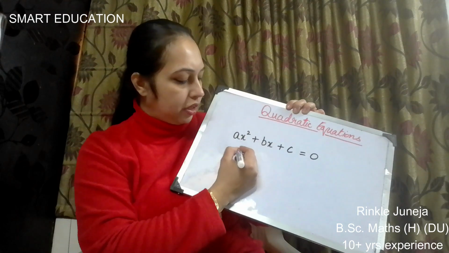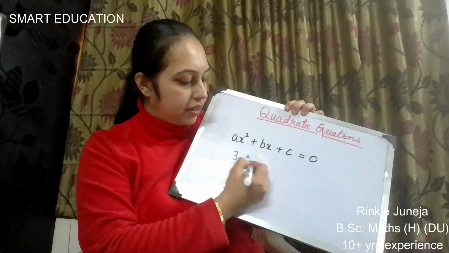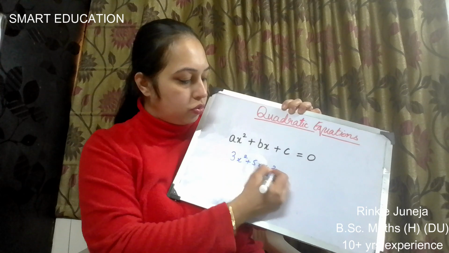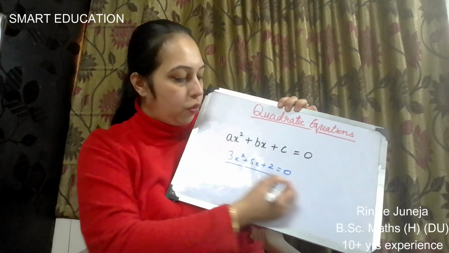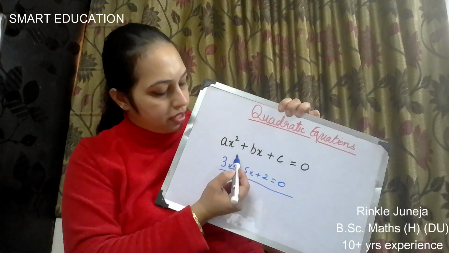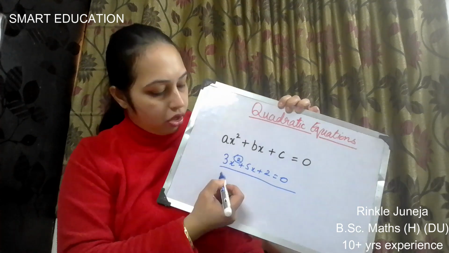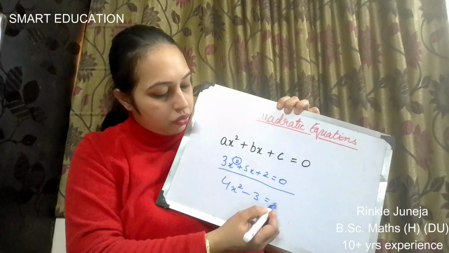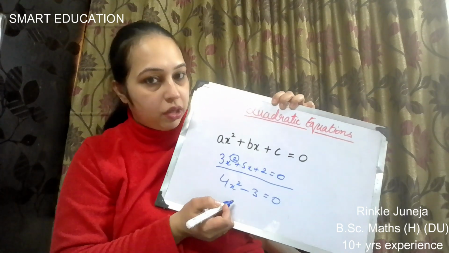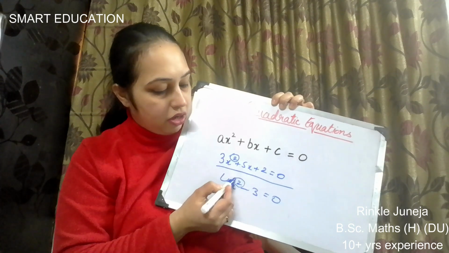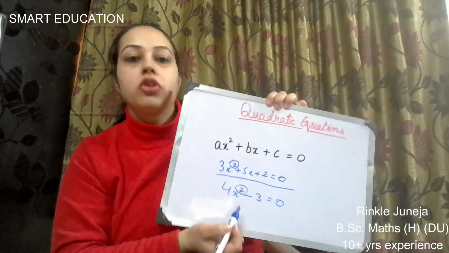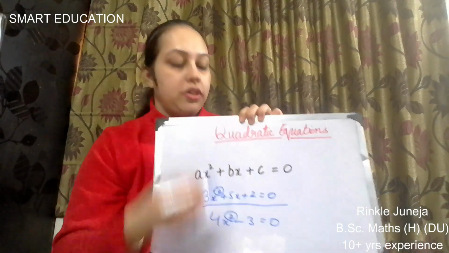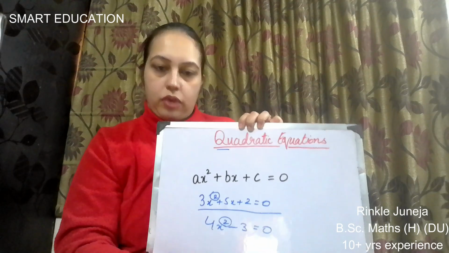For example, 3x square plus 5x plus 2 is equals to 0. This is a quadratic equation because the degree of this equation is 2. Or we can say 4x square minus 3 is equals to 0. This is also a quadratic equation because the degree of this equation is 2. So any equation with degree as 2 is known as quadratic equation.